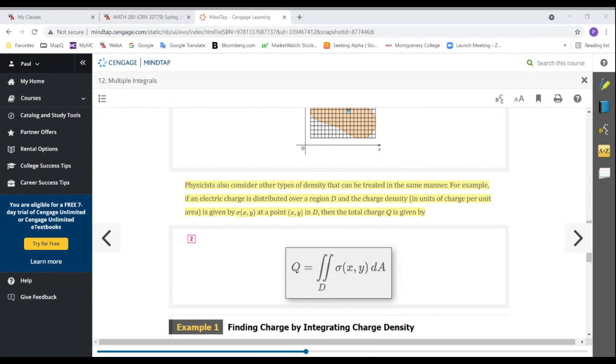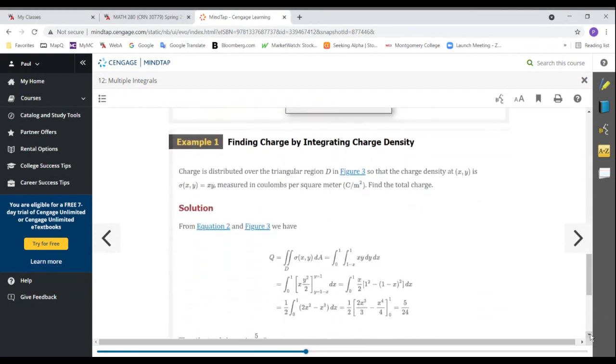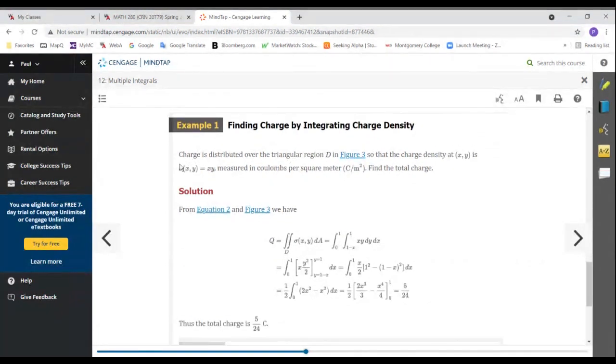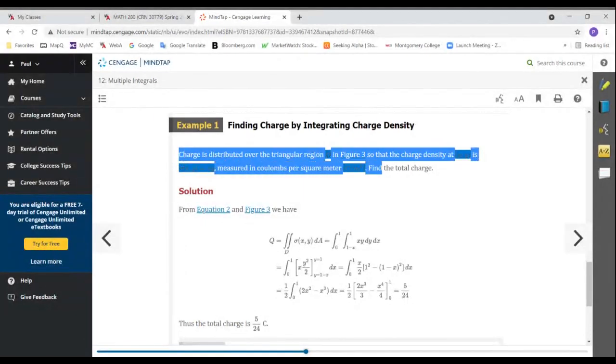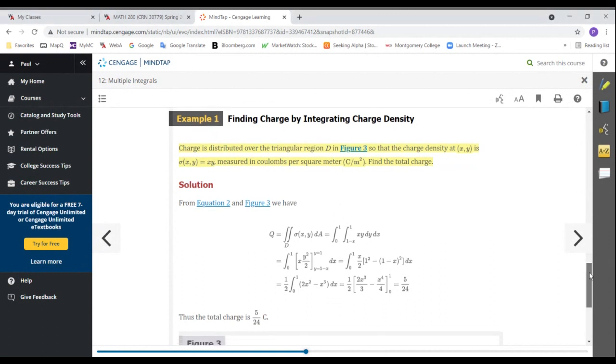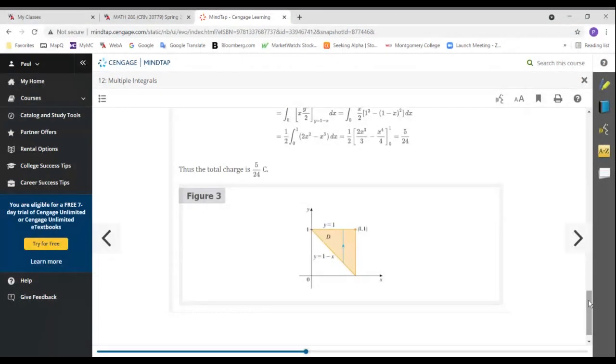And in the book here, if we look at example 1, they say find charge by integrating charge density. So they have in the example that charge is distributed over a triangular region in figure 3, so that the charge density is x times y. Find the total charge. Given this, figure 3 is right here.